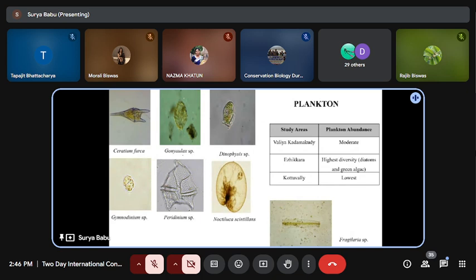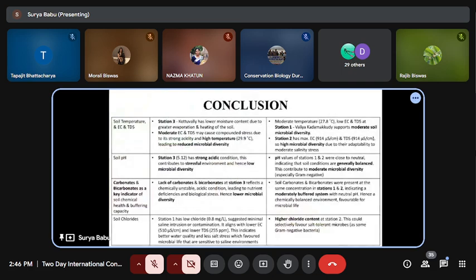These were the planktons identified from the 3 study areas: Serratium, Gonalex, Dinophyes, Gymnodium, all these species. Then the plankton abundance was moderate at station 1, with highest diversity at Edikara and lowest at Kotuvalli area. Then coming to the conclusion, I have compared the water parameters and the soil parameters correlated with the soil microbial diversity as well as the plankton abundance in the 3 study areas.